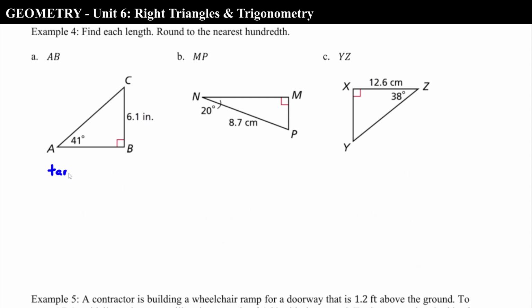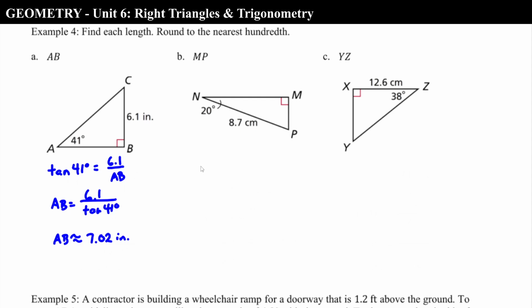So the tangent of 41 degrees is going to be our opposite, which is 6.1, over our adjacent, which is AB. We're going to multiply each side by AB, then divide each side by the tangent of 41. So I'll leave you to do that algebra. But when you do the algebra to rearrange, this is what you end up with. And then you can put this whole thing in your calculator: 6.1 divided by the tangent of 41 degrees. And you'll get approximately 7.02 inches. Because there are units in this figure, we will add units to that.